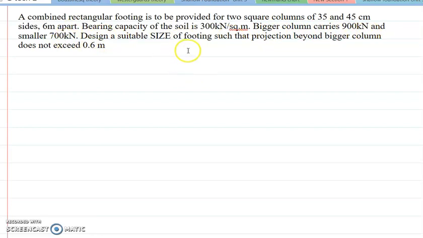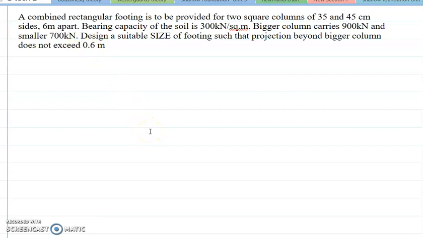Now what they've asked you is to design a footing such that the projection, this is more important, the projection beyond the bigger column does not exceed 0.6 meters. Now which is the bigger column? The 45 centimeter is the bigger column. The projection beyond 45 centimeters, so the cantilever, here they are allowing you to keep a cantilever, but they are limiting its size. So you cannot have more than 0.6 meters.